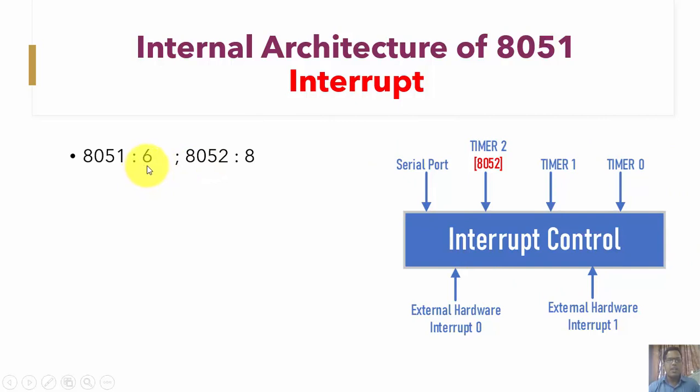Out of these 6 interrupt sources, one interrupt source is simple reset, whereas the rest of the 5 are: the first one external hardware interrupt 0, second one external hardware interrupt 1, timer 0, timer 1, and one with serial communication. Whereas in the 8052, instead of 2, 3 timers are present, and one interrupt is associated with timer 2 specially in the 8052.